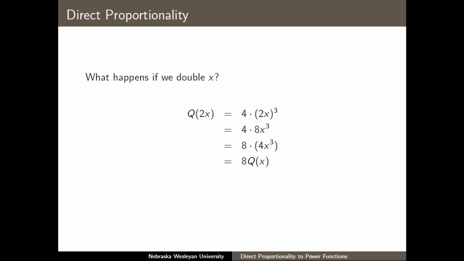And now I see I have 8 times the original definition of q of x. So reading the first line and the last line, doubling the input to q is the same as multiplying the output by 8. This is the pattern we saw in the table.